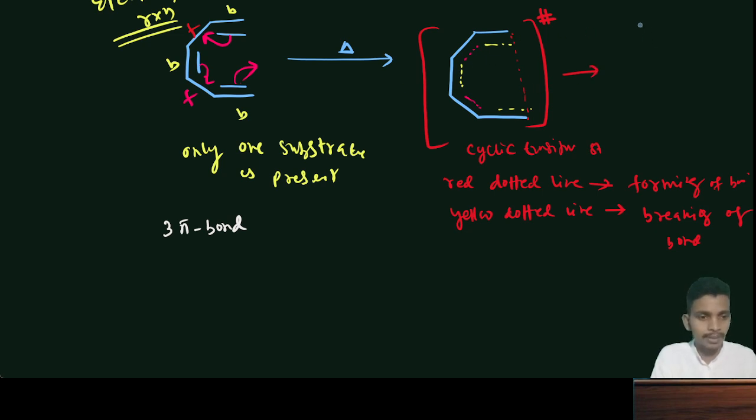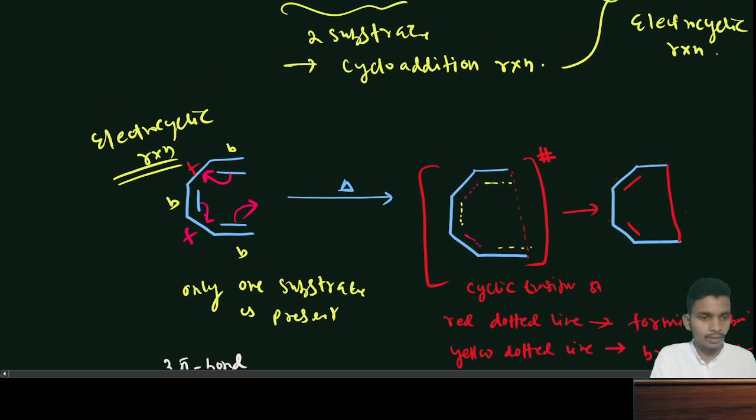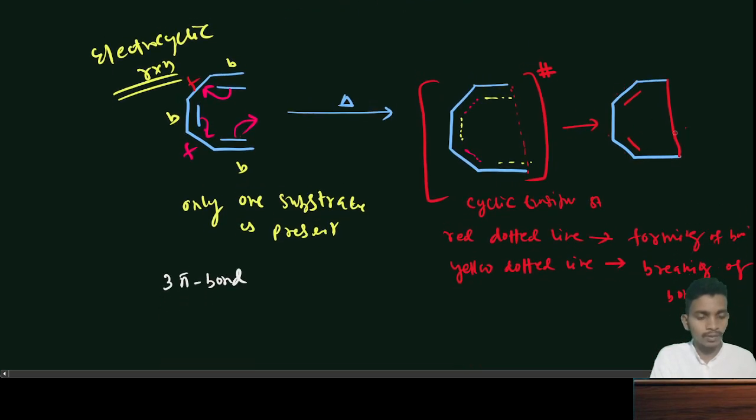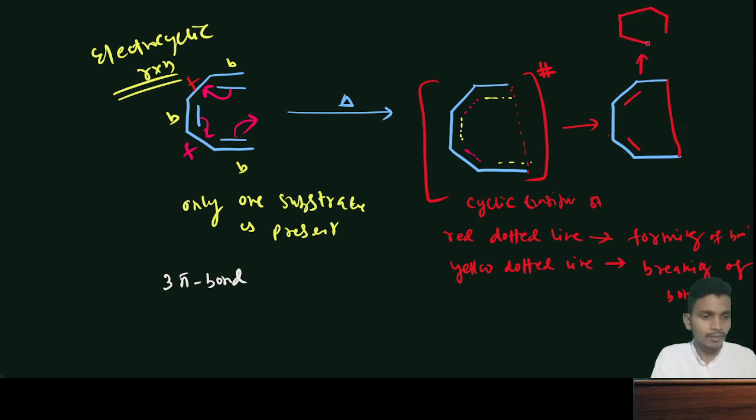So this remains as it is. Now these red lines will form, so this will form, and this will form, and here we will have a ring like this. It means how many atoms? 1 2 3 4 5 6. So this will form, and they simply write it like this. So this is the product that you will get.